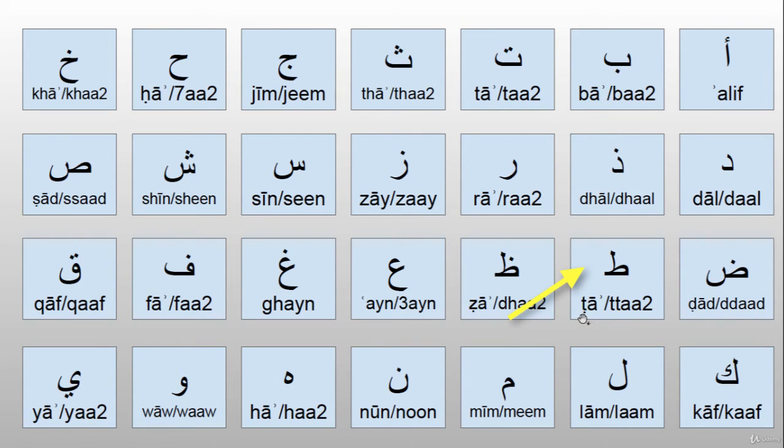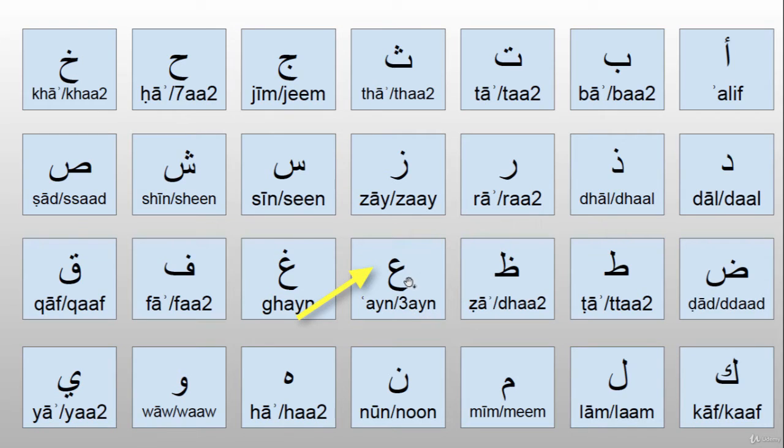Some transcription systems would add a dot under the T, and in the transcription system we're using, we just add another T, so that would be Ta, Ta. And there is also the letter Dha, Dha, which is similar to both Vel and Zay, but with more emphasis. So sometimes it is written as Z with a dot under it. So we call it Dha, Dha.